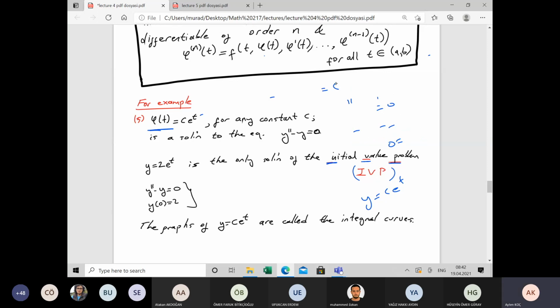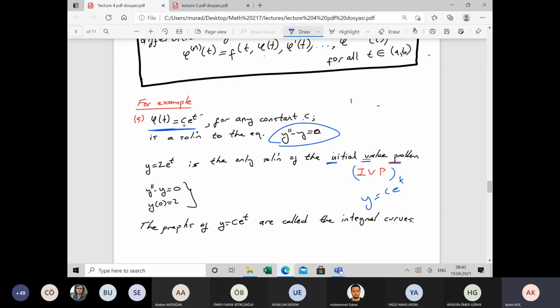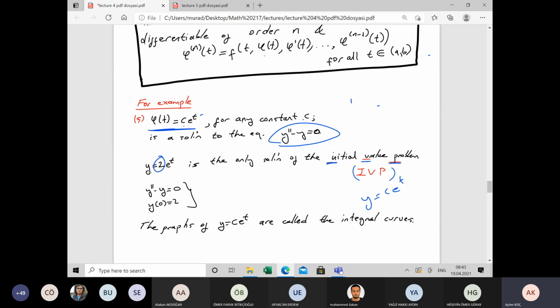Next, C is a constant here. What does it mean? This one is the solution of this equation for any constant C. So take C equal 2, and we obtain this solution. And also take, for example, C equal 100, c e to the t, and this is another solution. We get infinitely many solutions of our differential equation.